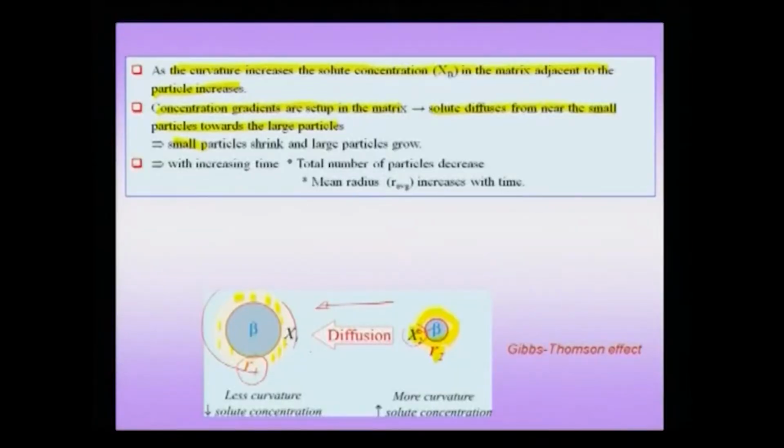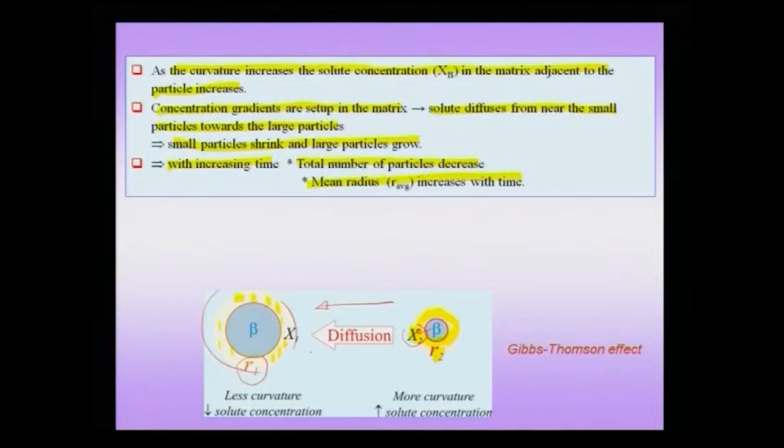Therefore, the larger particle will tend to grow, and on an average you will notice that smaller particles shrink and larger particles grow, and this phenomenon is known as coarsening. And therefore, with increasing time, for now holding at constant temperature, the total number of particles decreases and the mean radius increases with time. So, this is what we observe in the case of coarsening.